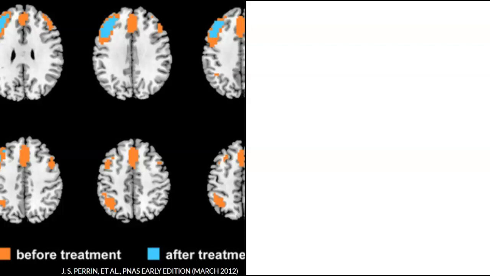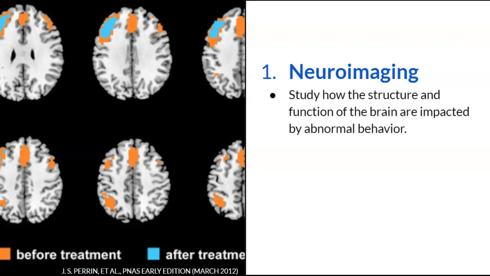At the cellular level, the first research method is neuroimaging. This research method studies how the structure and function of the brain are impacted by abnormal behavior. There are 2 different types of imaging. CT or CAT scans and MRI assess brain structures. In this case, these techniques are snapshots of the brain from different angles. Researchers can use these images to determine if a certain part or structure of the brain is damaged or abnormal.